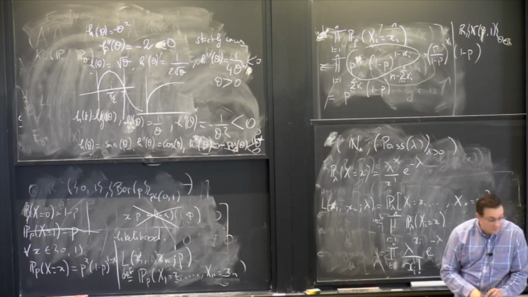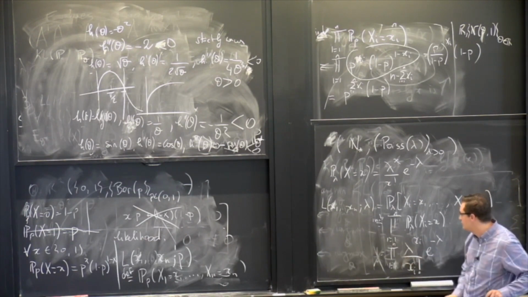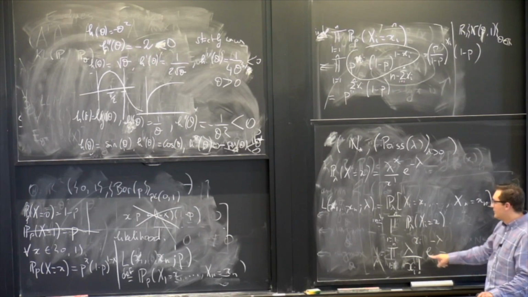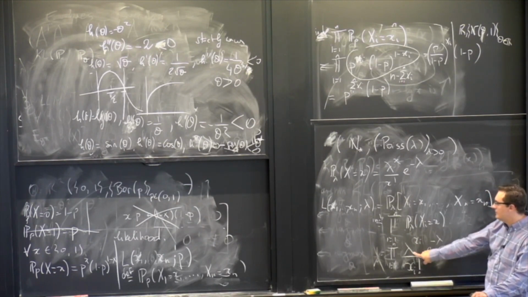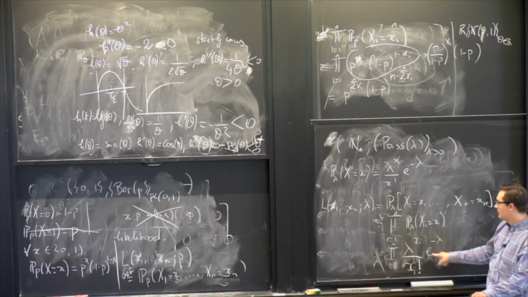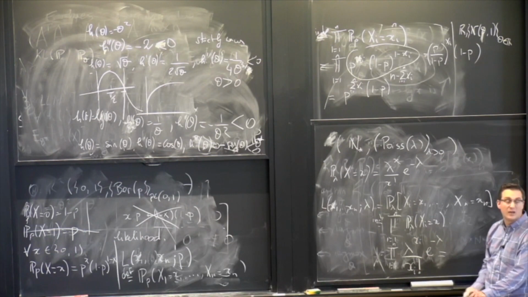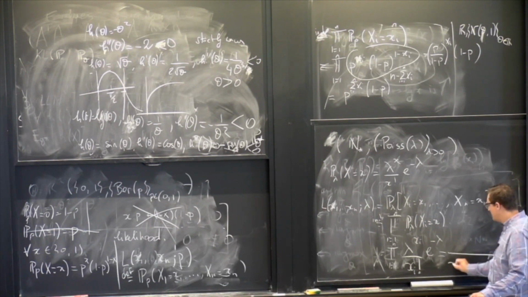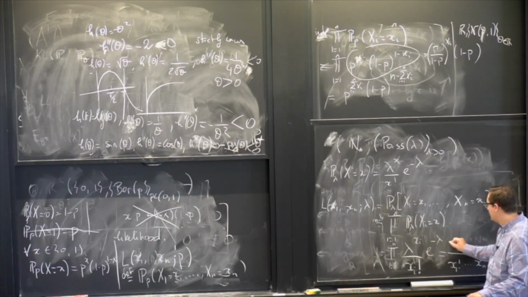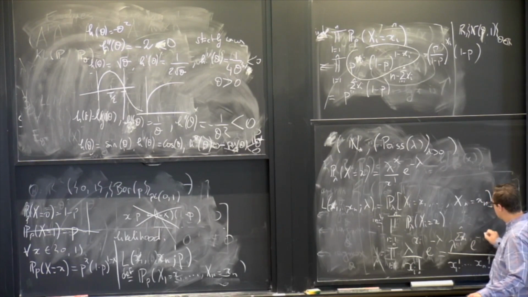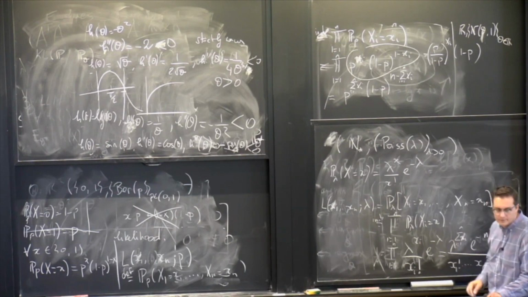And now, this guy is going to be nice. This guy is not going to be too nice. So let's write it. When I take the product of those guys, here I'm going to pick up lambda to the sum of the xi's. Here I'm going to pick up exponential minus n times lambda. And here I'm going to pick up just the product of the factorials, so x1 factorial all the way to xn factorial. Then I get lambda to the sum of the little xi's, e to the minus n lambda.